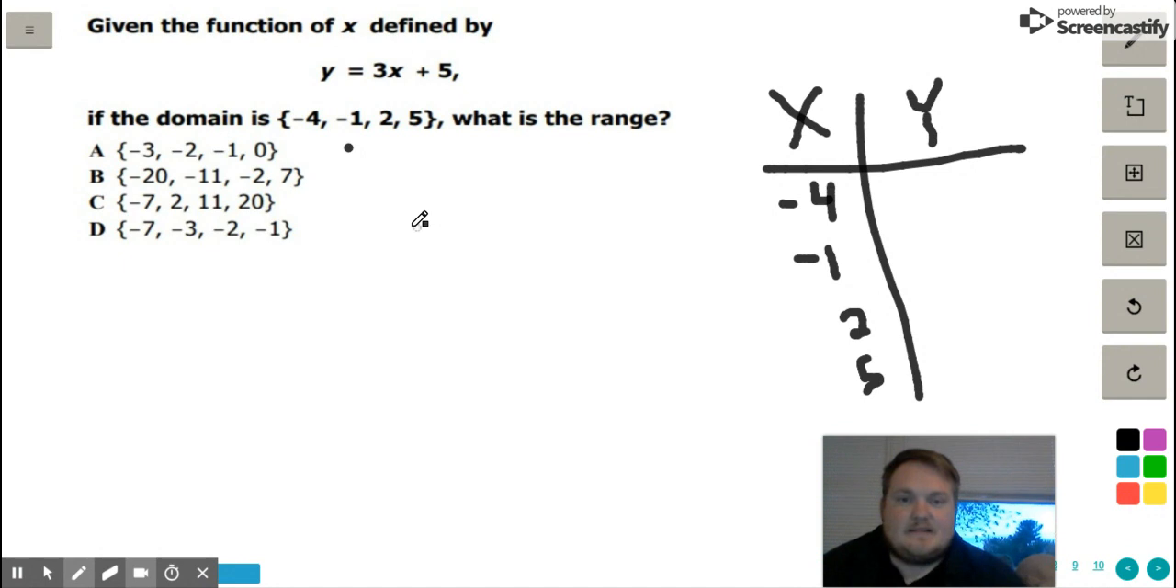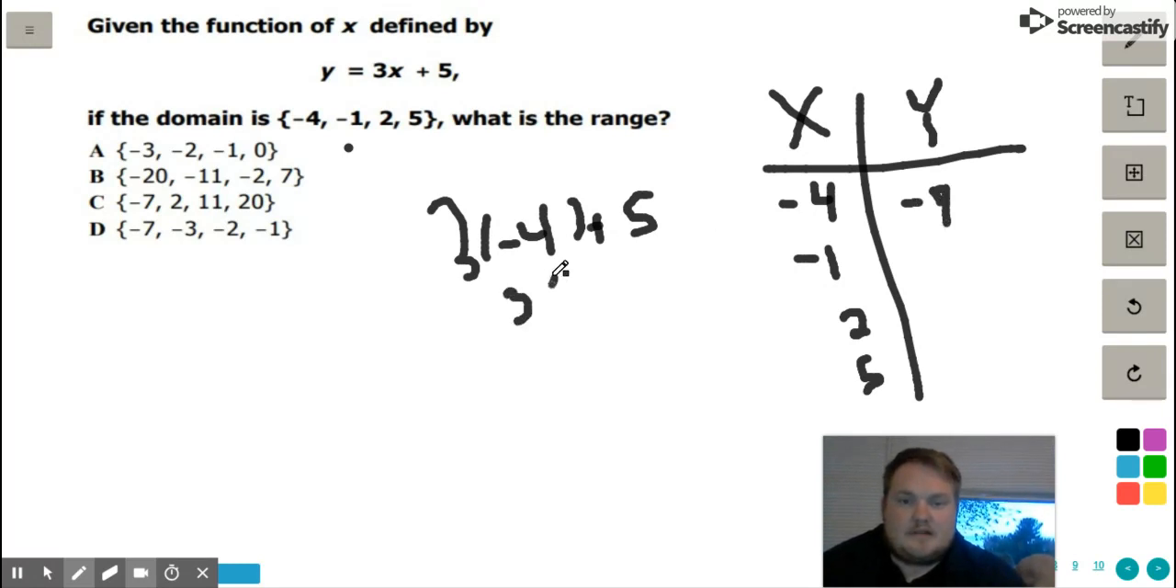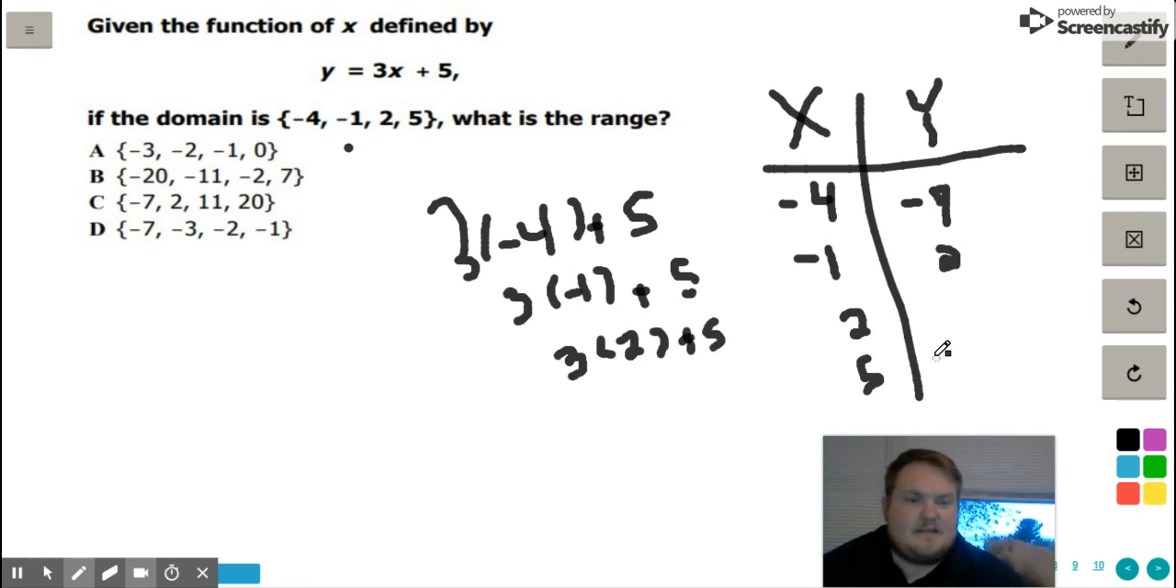Remember, domain is x. So 3 times -4 plus 5, -12 plus 5 gives me -7. 3 times -1 plus 5, -3 plus 5 gives me a 2. 3 times 2 is 6, plus 5 is 11. Can't make a plus sign to save my life today. And then 3 times 5 is 15, plus 5 will give you 20.